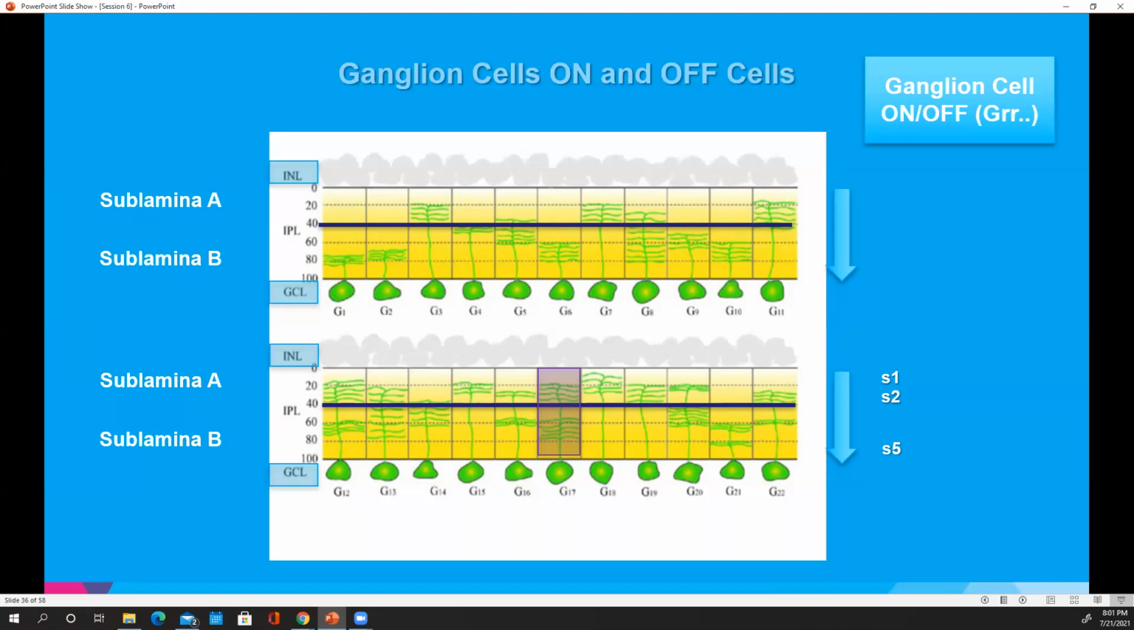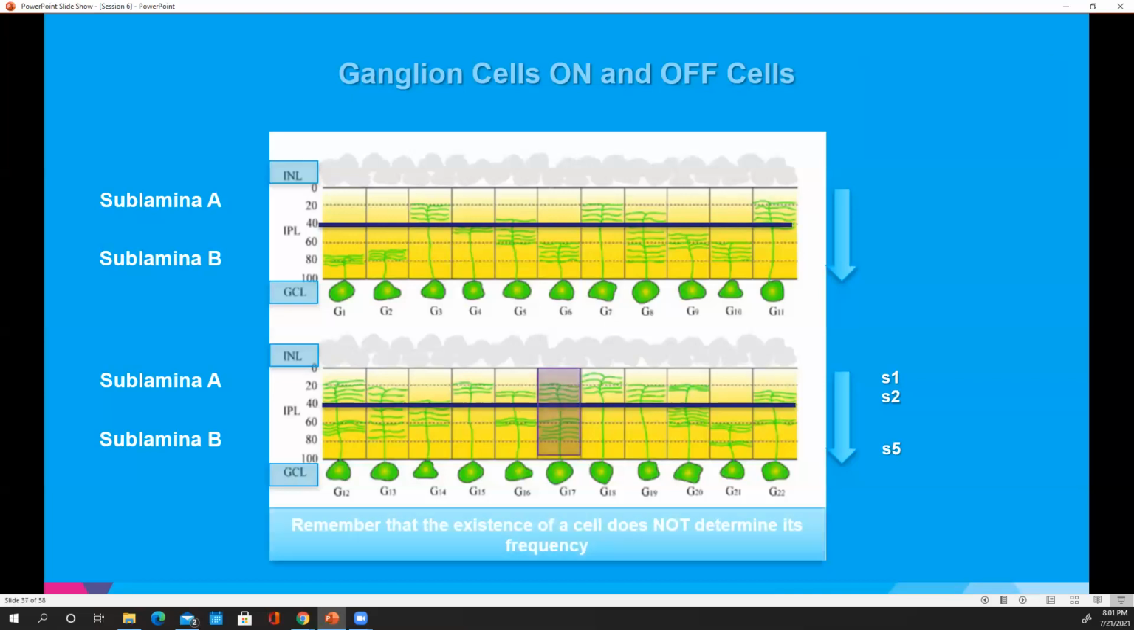And that's really cool. And then this one's bistratified, we said. By the way, it doesn't mean that each one of these is 50. Like I said, here's an existence of a cell. It looks like there's G1 through G22. It doesn't mean that bistratified cells are 1/22nd of the population, okay? These are very rare, but they're just showing you that they exist. Got it. And just remember, the vast majority of these ganglion cells are either on or off. They're not on-off, okay? They're not bistratified.